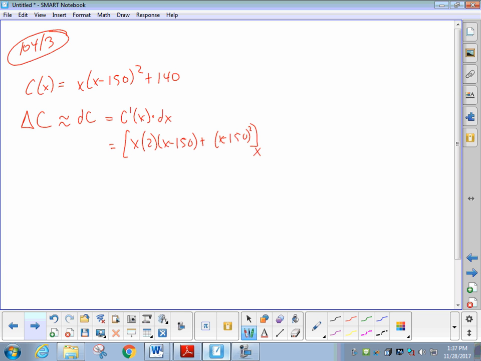At what value do we evaluate that? At an initial value of 151. And how much are we changing that by? Or how much more are we producing? We're trying to estimate the cost of producing 1 more. I want to change the number produced by 1, which means x, the number, is going to increase by 1. Does that get you going? Okay. Other questions on 104?